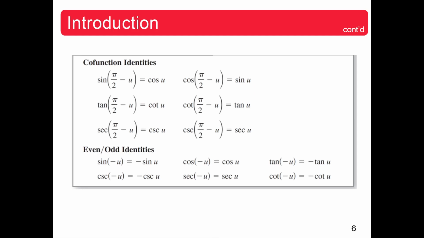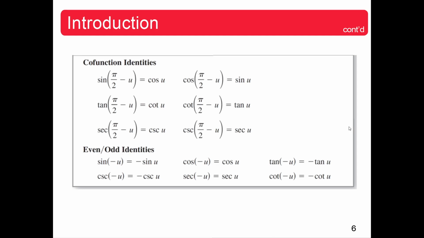These ones don't come up as often as the ones on the previous page, but the ones below come up slightly more often than the cofunction identities. Those are the even and odd identities. We have 2 even trigonometric functions: cosine and secant, its reciprocal. Here we can see them in the middle column. Cosine of negative u equals cosine of u, and secant of negative u equals secant of u. This is basically saying that when you have opposite inputs, you still have the exact same output.